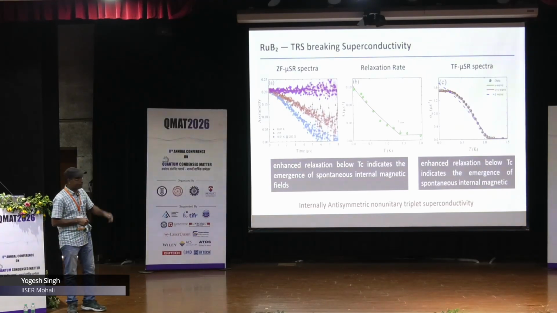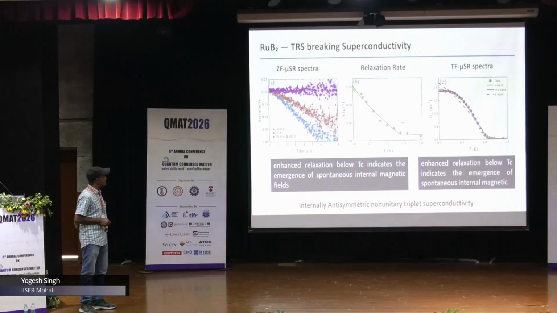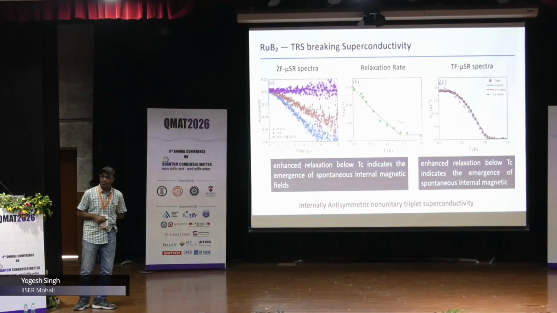So we can track the relaxation time as a function of temperature by doing similar measurements at various temperatures, and that has been plotted here, the relaxation rate as a function of temperature, and this has an order parameter like temperature dependence, which kicks in at Tc and continues all the way down. So this is clear evidence that the superconducting state breaks time reversal symmetry.